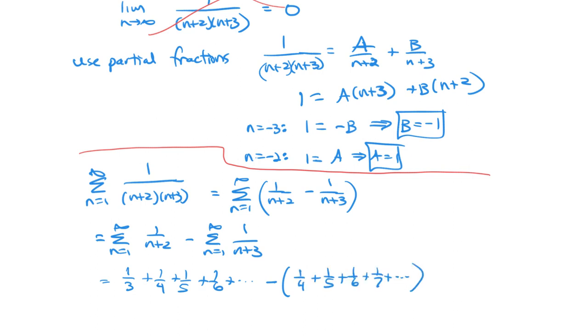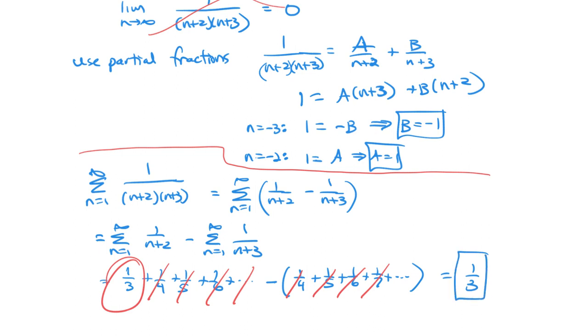Now you can see what's going to happen here. I'm going to subtract all of these. And if you look at what's going to be left, 1/4, 1/4, 1/5, 1/5, 1/6, 1/6, 1/7, 1/7, the only thing left is 1/3. And that is actually the answer. The answer to this is 1/3.